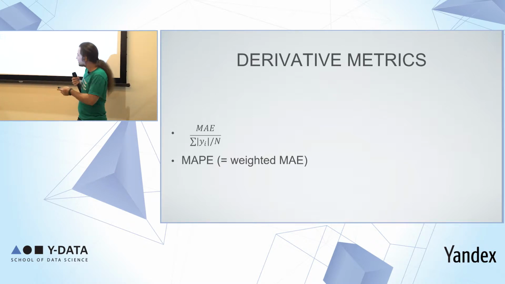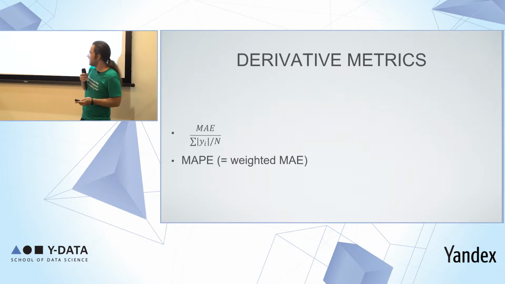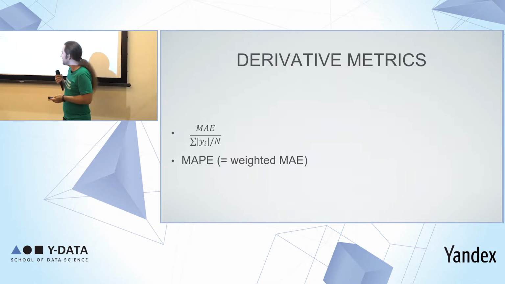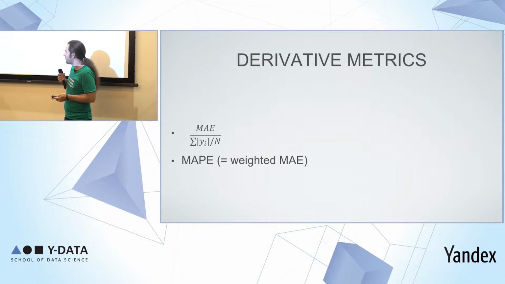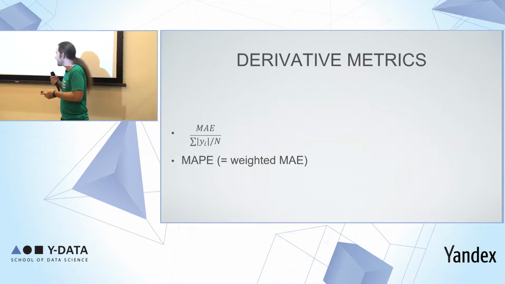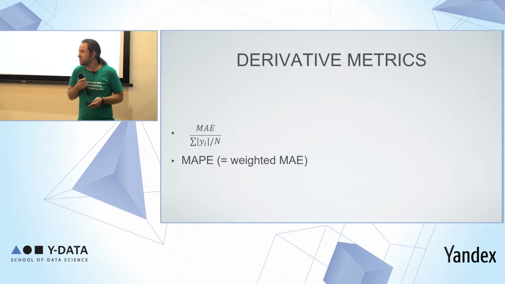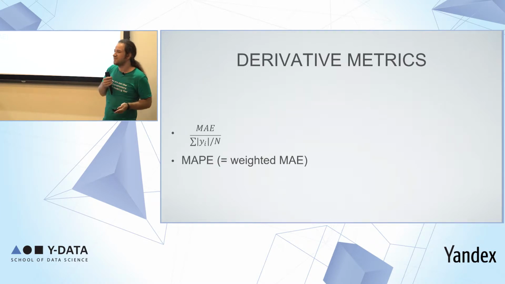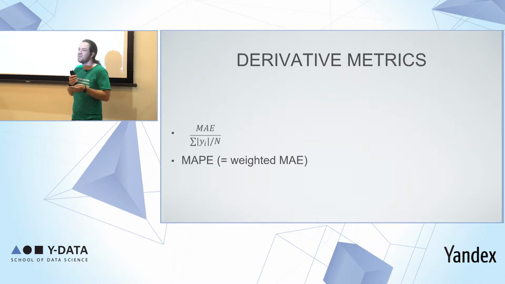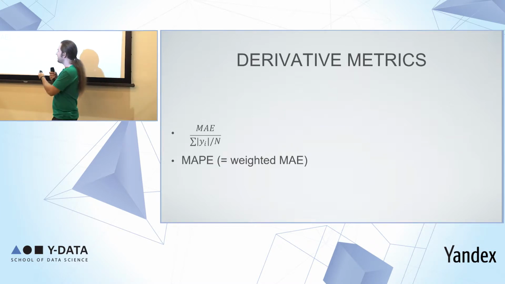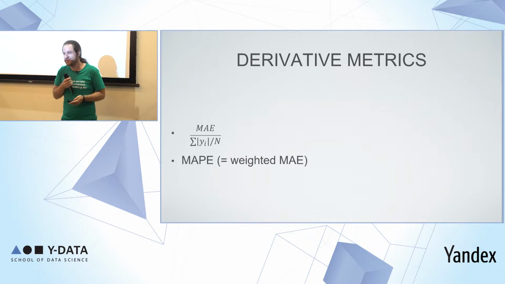And there is also one more connected metric, which is MAPE, mean absolute percentage error. I'm not sure. The thing is that it is used in many cases. I actually believe that it's almost always a bad idea to use this metric, but still, if you need it, it could be optimized as the weighted mean absolute error.